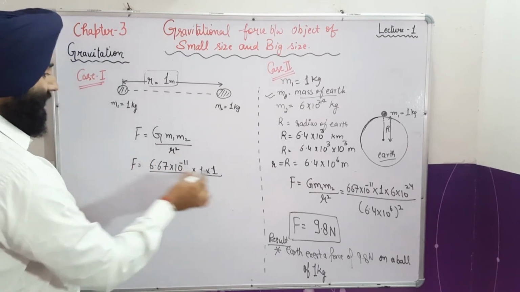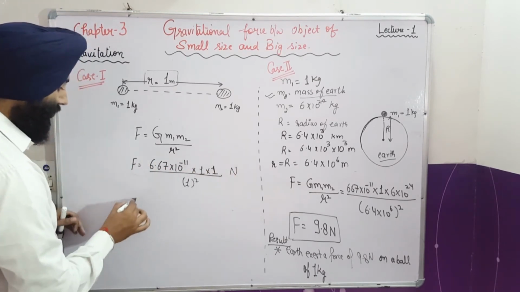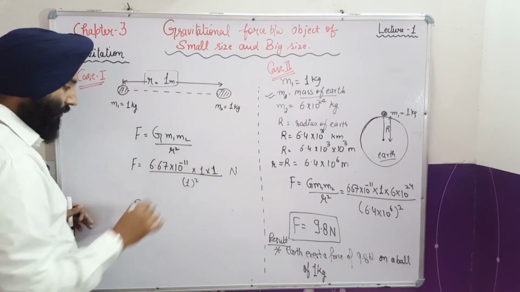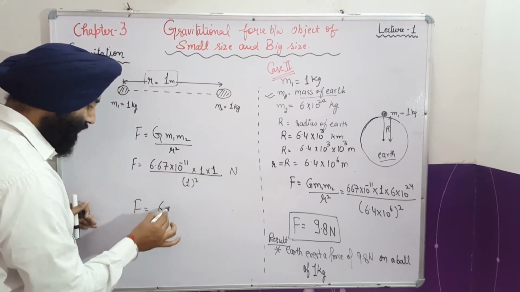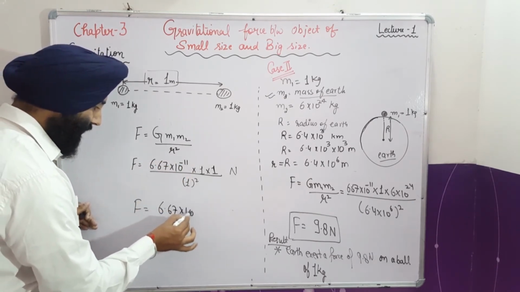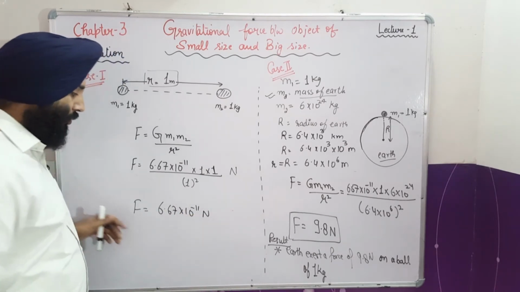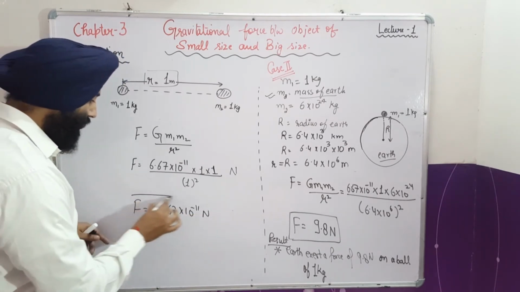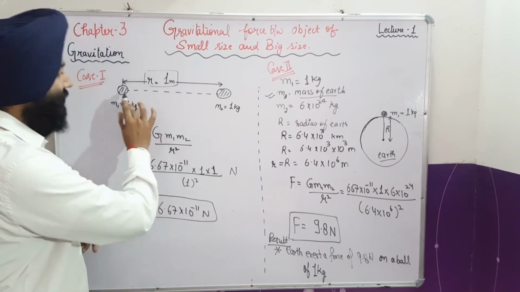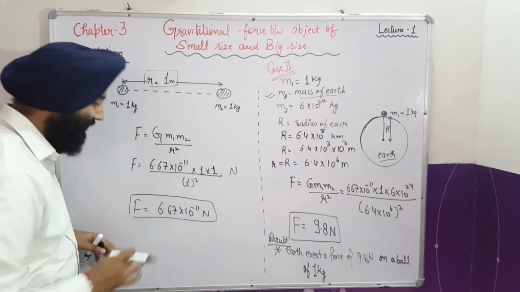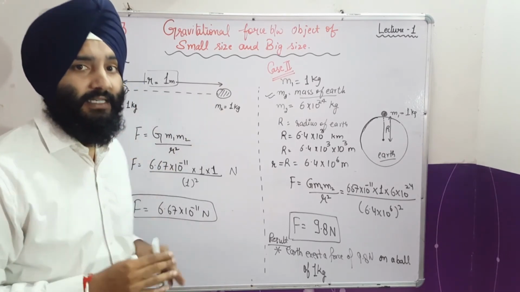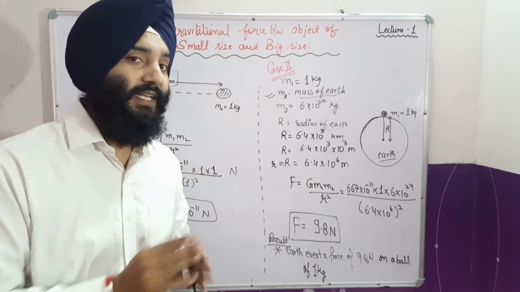Fine. So what is the SI unit of force? Newton. So when I calculate these whole values, the answer will come 6.67 into 10 raised to power minus 11 Newton. So the value of force between these two objects of mass 1 kg is 6.67 into 10 raised to power minus 11. Power minus 11 is a very small value.